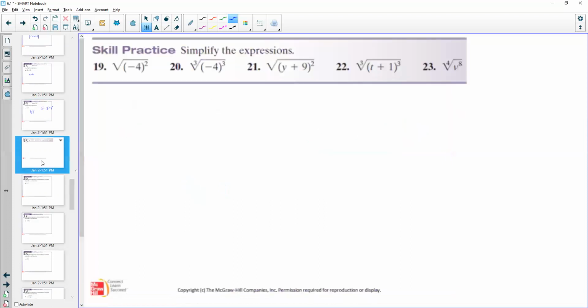All right, go through and try these and find your answers. If you need help, you know where to go, into the discussion, onto your messenger. Do what you need to do.